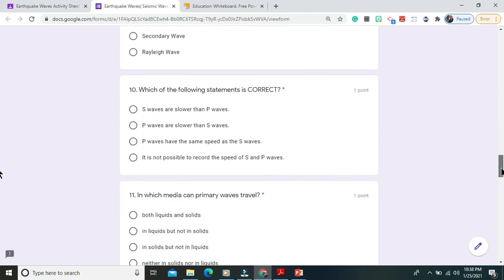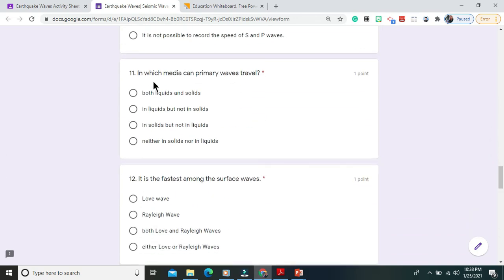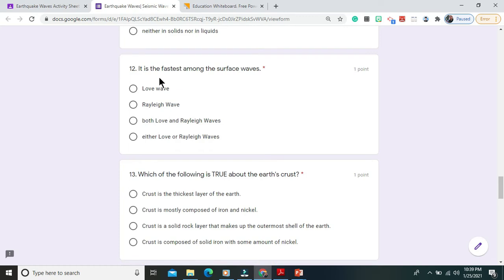Question number 10. Which of the following statements is correct? The correct answer is S waves are slower than P waves. Question number 11. In which media can primary waves travel? The correct answer is both liquids and solids. Question number 12. It is the fastest among the surface waves. The correct answer is lava wave.